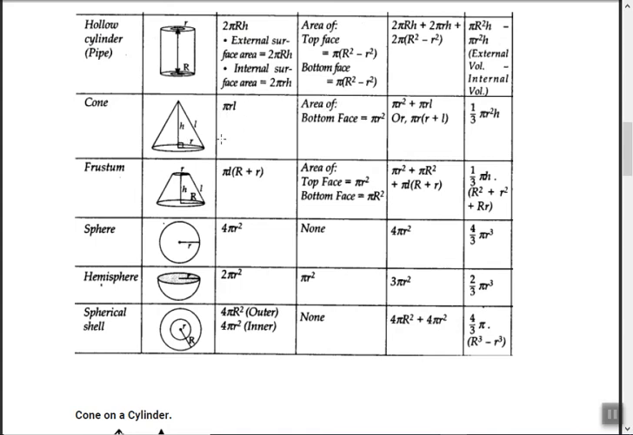And bottom surface area is pi r square. It's a circle at the bottom, right? Then total is what? Pi r square plus pi r l, right? Then volume is what? Remember this formula, 1 upon 3 pi r square h, right? Cylinder and 1 upon 3 of cylinder.